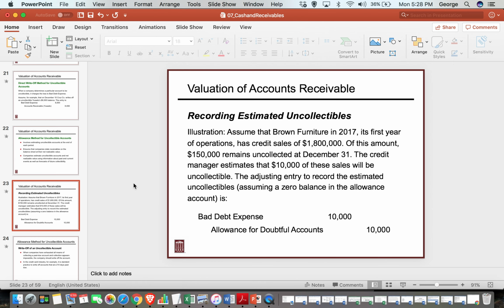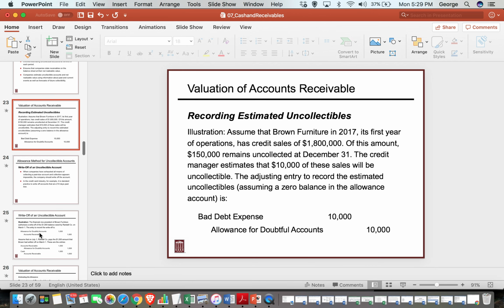All right, so assume that Brown Furniture has credit sales of $1,800. Of that amount, $150,000 is uncollectible. Credit manager estimates that $10,000 of these sales will be uncollectible. So there's $150,000 that's not collected December 31st, but we estimate that $140,000 will be collected. We estimate the other $10,000 will not. So we go ahead and make an entry to the allowance account where we debit bad debt expense and credit the allowance account for $10,000 to take care of that $10,000 that will not be collected on these $150,000 of sales.